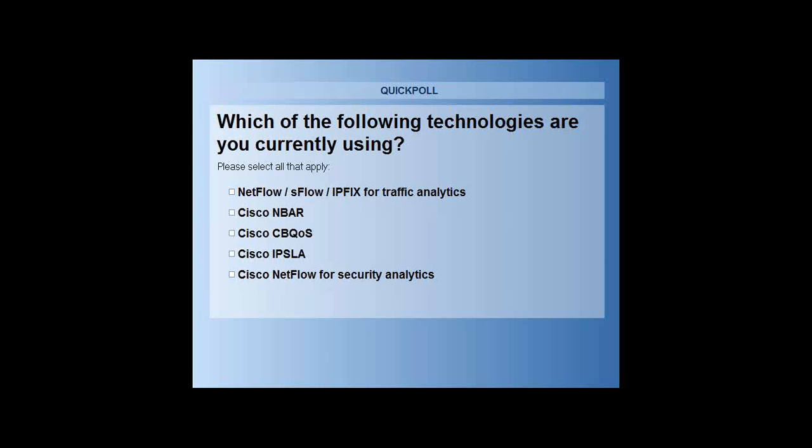And then there is Cisco's NBAR, that is the deep packet analysis mechanism. And then there is Cisco CBQoS for prioritizing your traffic policies, or I'll say traffic management with Cisco CBQoS. And then Cisco's IPSLA for measuring the performance of your traffic, how your link is performing, how your packets are performing. And then there is Cisco NetFlow for security analytics. I think not all the users who actually use NetFlow for traffic analytics would be using it for security analytics, is what I think. But let's see.